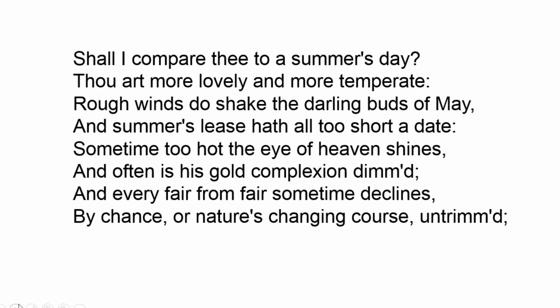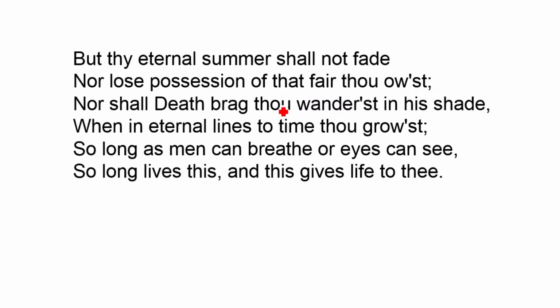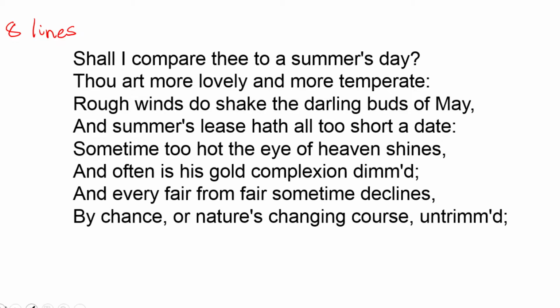I want to start by looking at the lines. So if we count, we've got 1, 2, 3, 4, 5, 6, 7, 8. So this part of the poem has 8 lines. 1, 2, 3, 4, 5, 6. So 8 and 6 equals 14. And as I said, we would come back to the sonnet. So a poem of 14 lines is a sonnet.